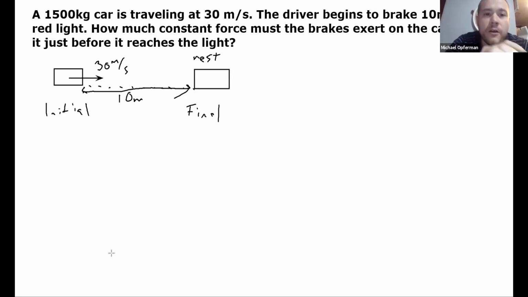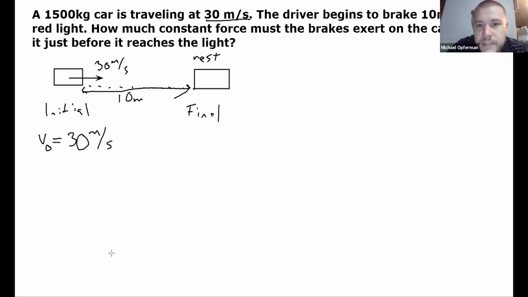So let's see, 1,500 kilogram car is traveling at 30 meters per second. That's clearly one of them. Is that the initial velocity or the final velocity? Well, that's the initial velocity. I already went through figuring out that that was the initial velocity. So that means the initial velocity is 30. Is it positive 30 or negative 30? I can see in my picture the 30 meters per second points in the positive direction. So that's going to be positive 30.